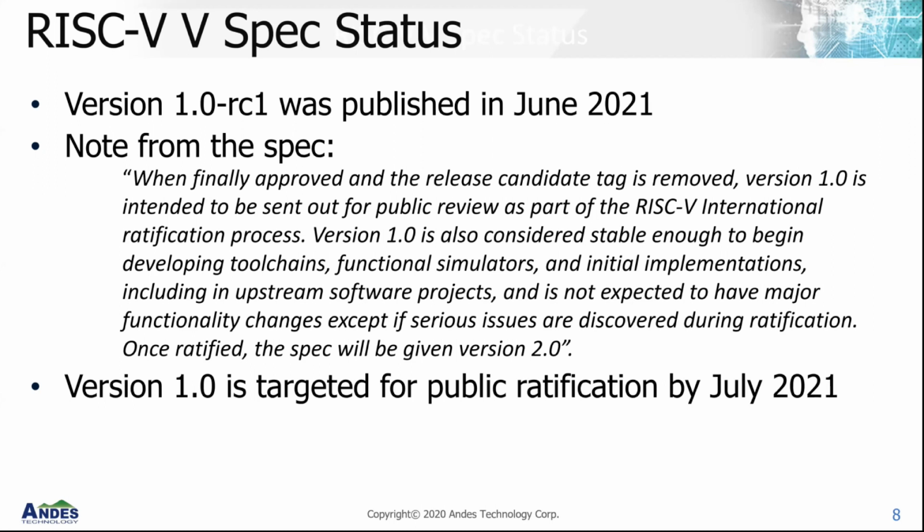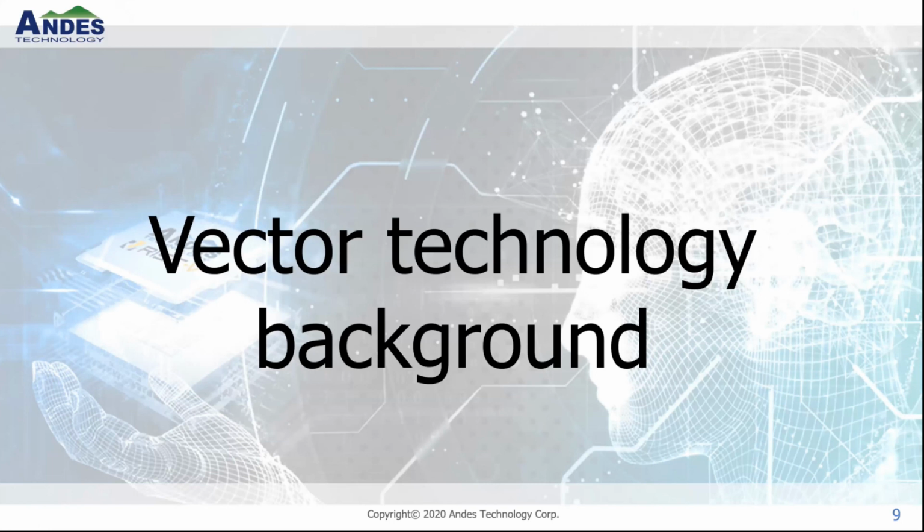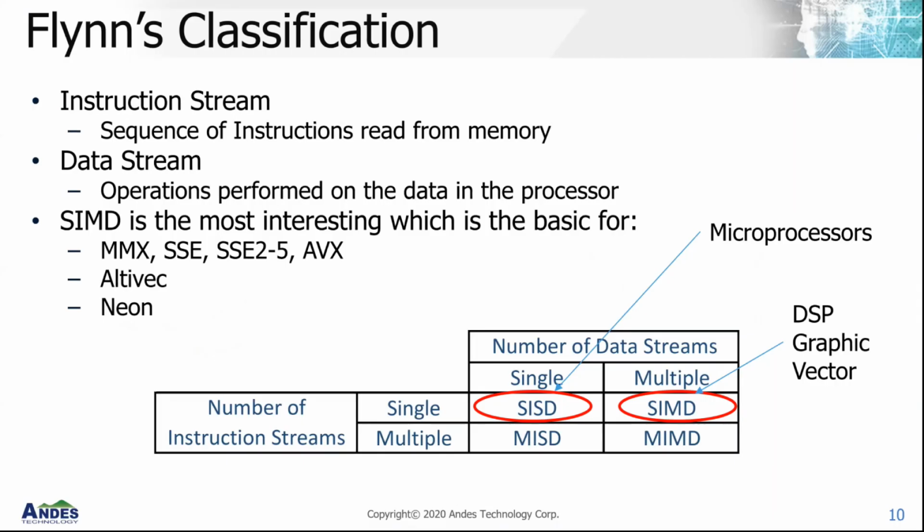So let's go to the background of vector technology. First, we start with the Flynn classification. You have an instruction stream and a data stream. SISD is basically a microprocessor, and SIMD is DSP, graphics and vector. SIMD is the most interesting one. It is the basis of MMX, SSE, AVX, AltiVec, and Neon. And SIMD is the basis for the vector processor.